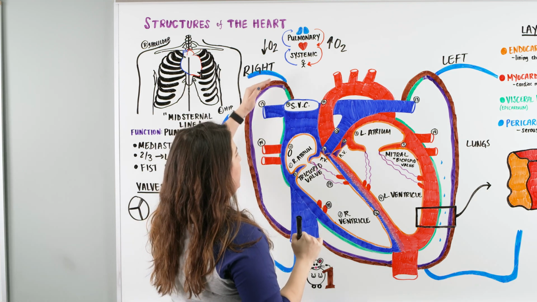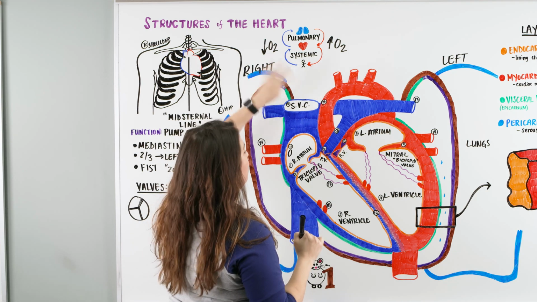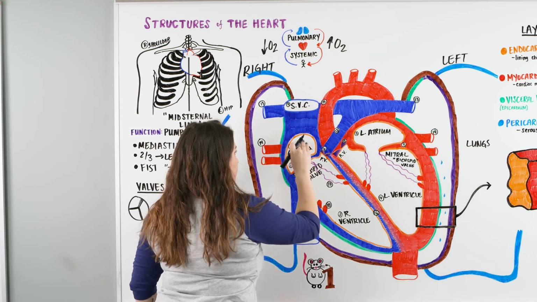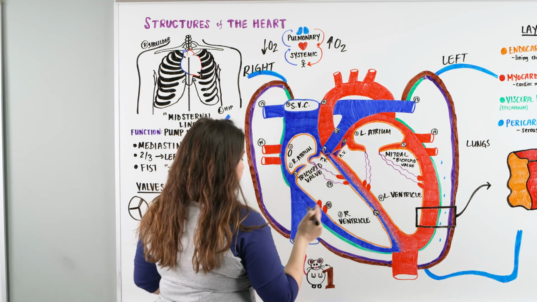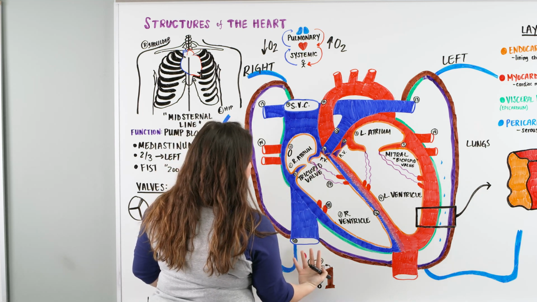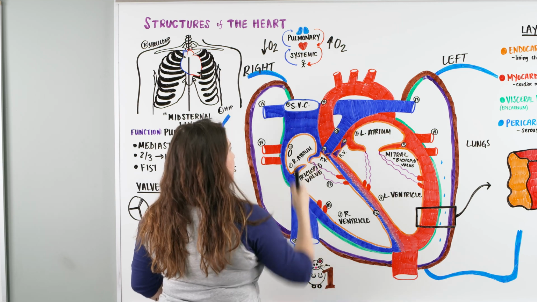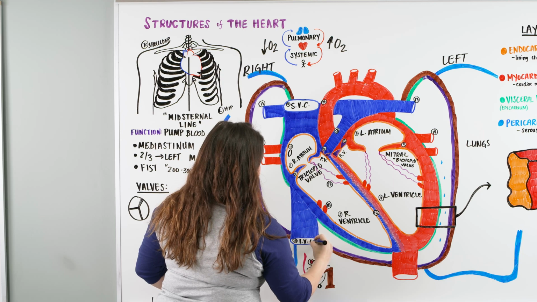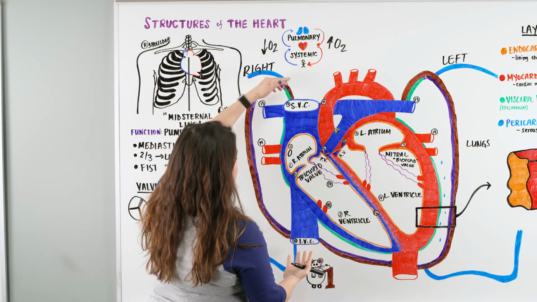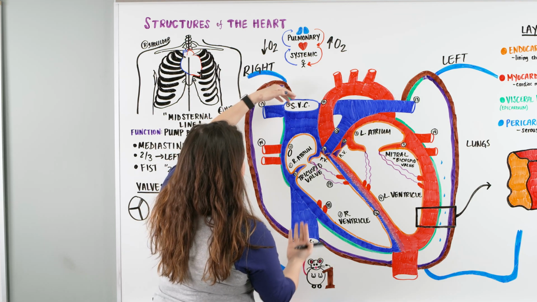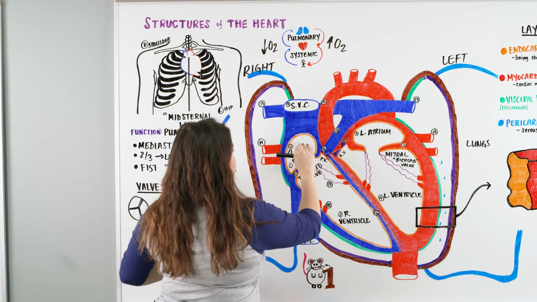Blood comes through this vein from the upper portion of our heart back into the right atrium. We also have this deoxygenated blood coming from the inferior part. Guess what? This is the superior vena cava. This is our inferior vena cava. So both of these are bringing blood from the superior and inferior portions and dumping it into the atrium.